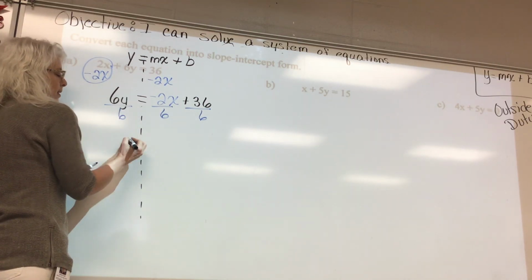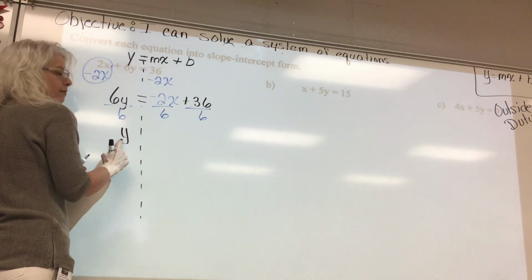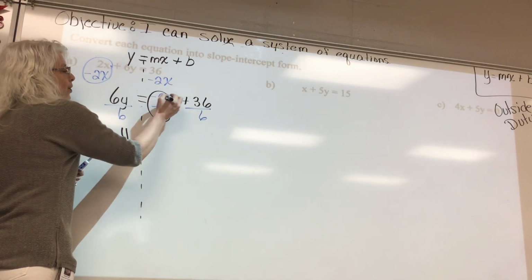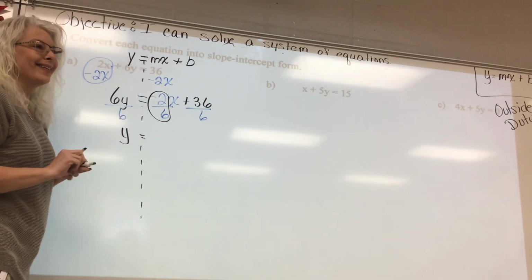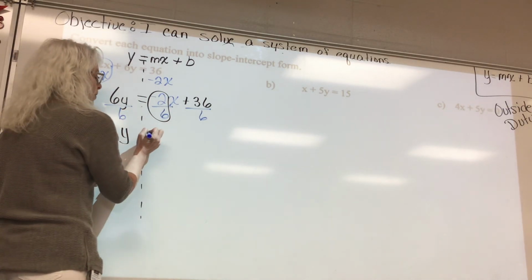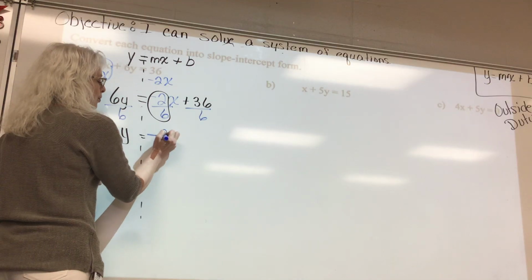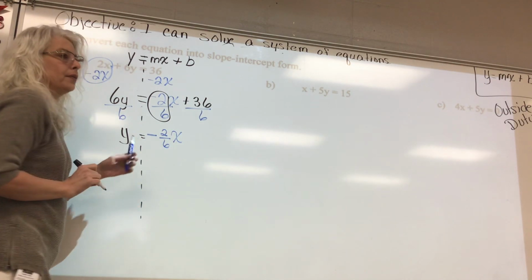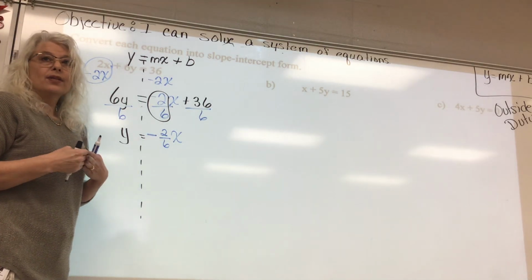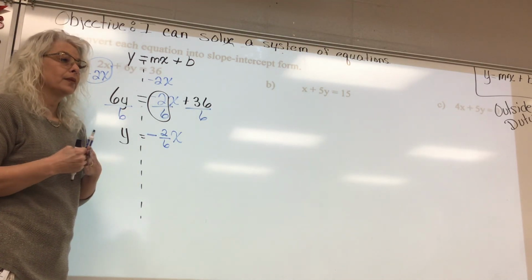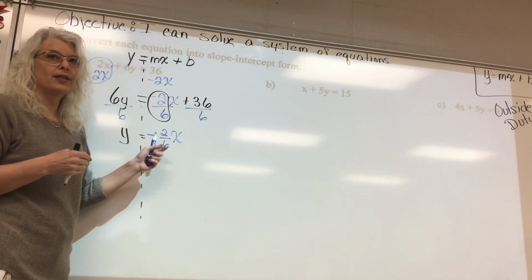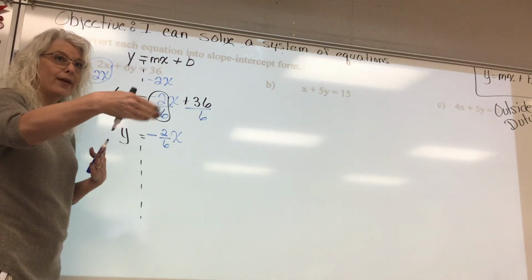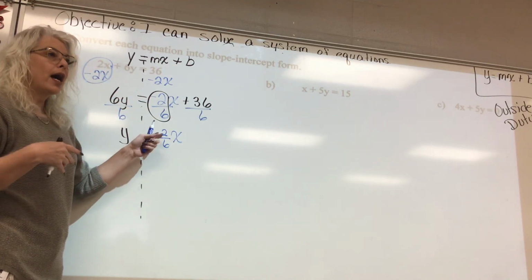6 divided by 6 is 1y, so I'm literally writing down 1y. Negative 2 divided by 6 is a decimal, so I'm going to just write down negative 2/6 x. If you're solving this algebraically, you can change that to a decimal, but since it never terminates, since it goes on forever and ever and ever, I would leave it as a fraction.